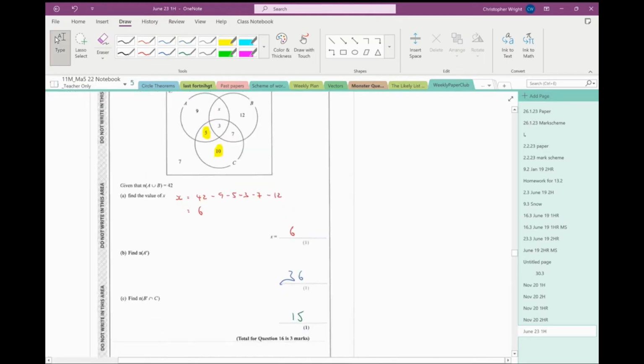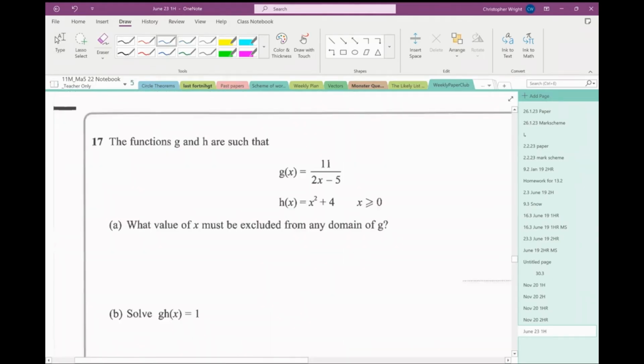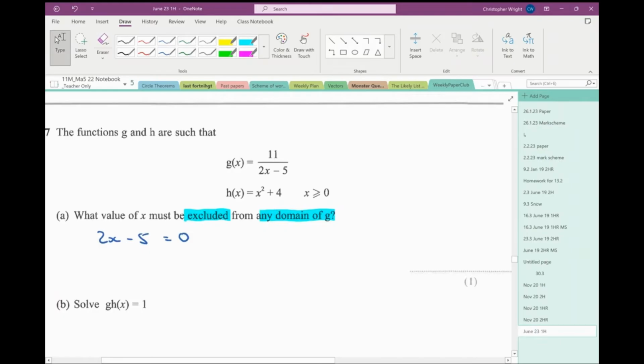And that is question 16. The functions g and h are defined here. In the function h, x is greater than or equal to 0. What value of x must be excluded from any domain of g? And the answer is any value of x which makes the denominator equal to 0. So any value of x which makes that equal to 0, i.e. x is 2 and a half, or 5 over 2.